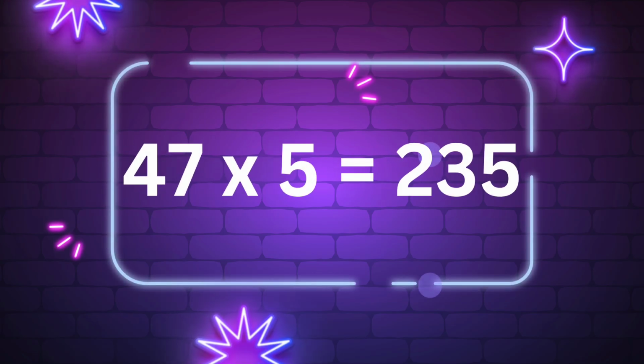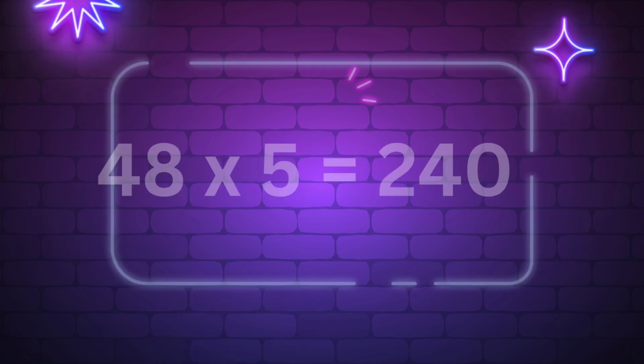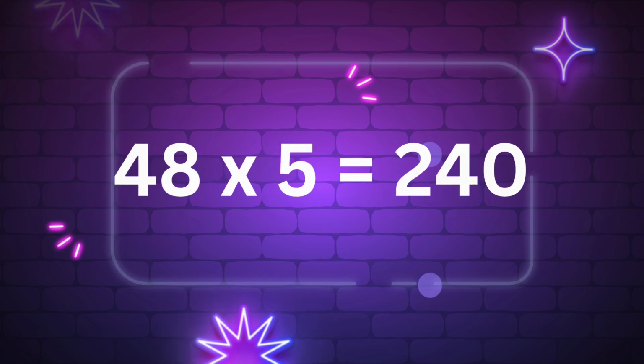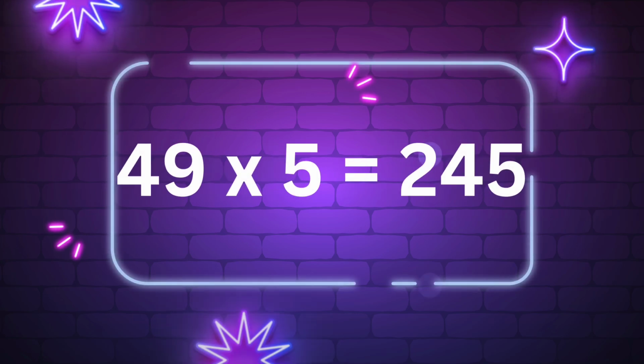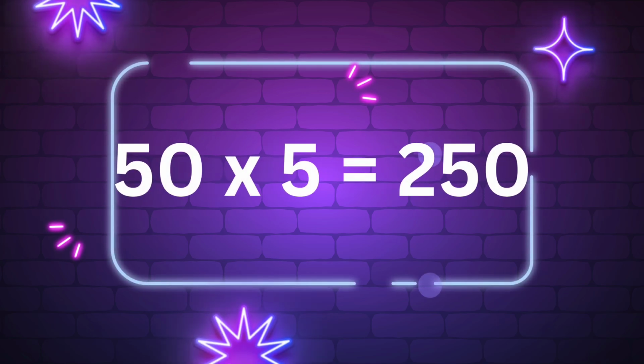46 times 5 is 230. 47 times 5 is 235. 48 times 5 is 240. 49 times 5 is 245. 50 times 5 is 250.